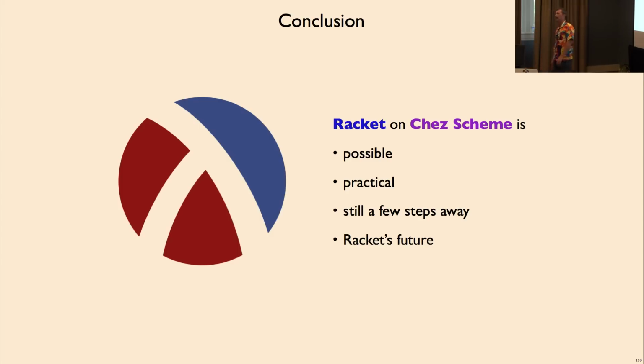I've shown that it's possible by running the slide presentation, but also the benchmarks are meant to show that it's practical. Chez Scheme is not magic. It didn't make all of my code go faster. It's merely very, very good. It made it possible, and it's going to be practical to make this switch. Still a few steps away. Don't develop in DrRacket on Chez Scheme just yet. But I'm pretty confident it's Racket's future. Thank you.